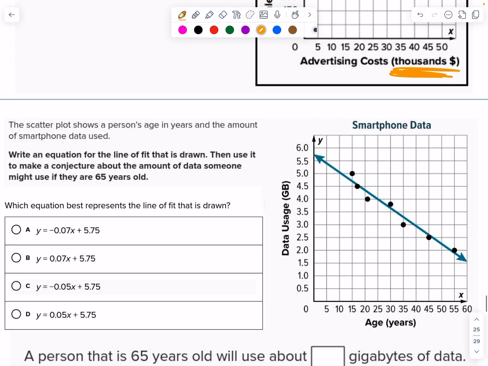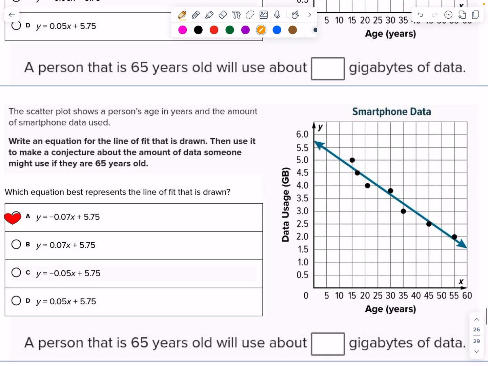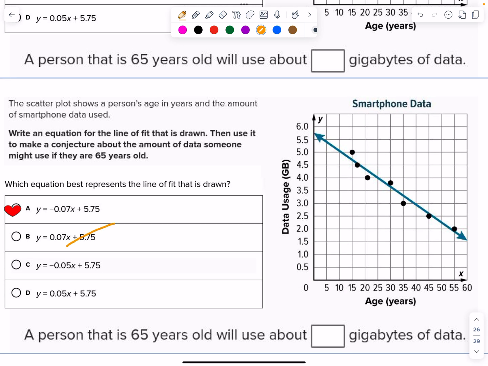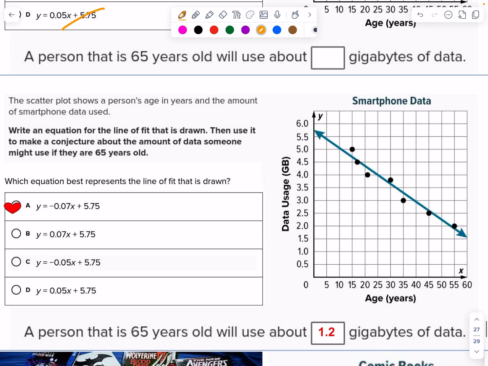All right, by process of elimination might be good here. Go ahead and do this problem. Go. All right. You easily should have knocked out a positive slope, and then you just had to see which one was the closest, and we think it was A, and it would be about 1.2 gigabytes of data.